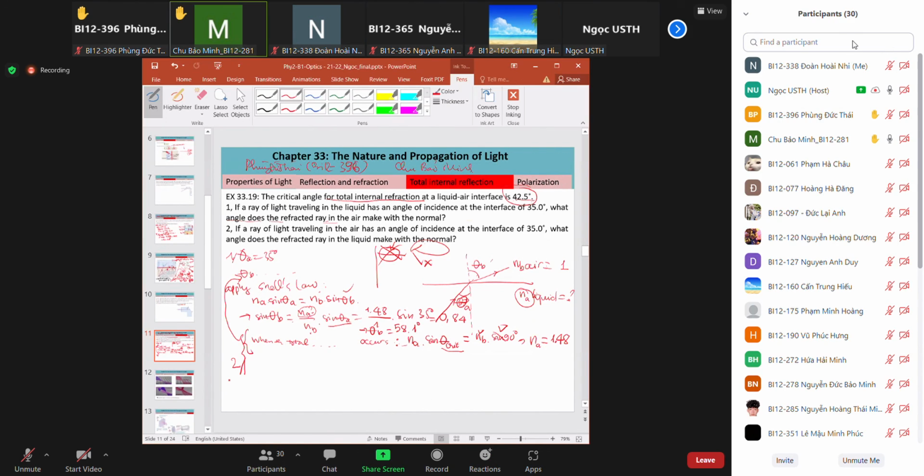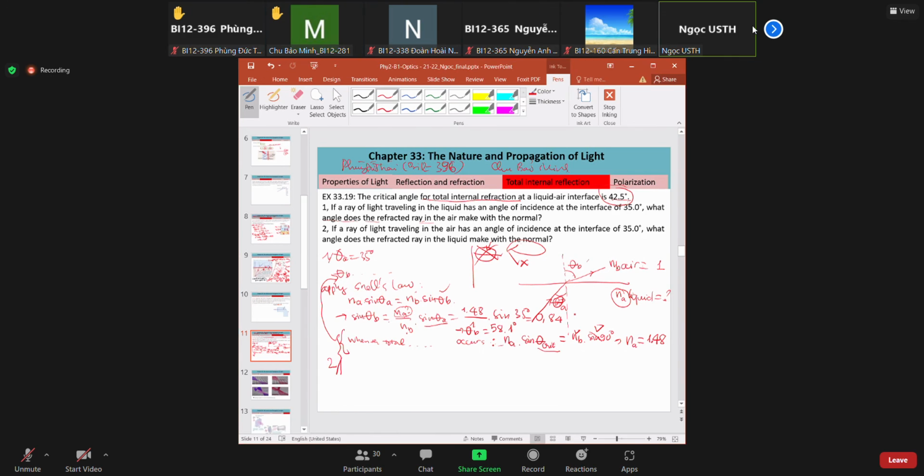Yeah, so now the ray is traveling in the air. Okay, have this incidence. It means the ray now travels from the air to the liquid. Yes, you have to say that. The light is the ray of light. In this case, it travels from the air to the liquid.